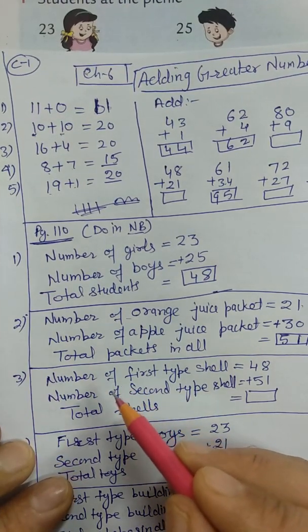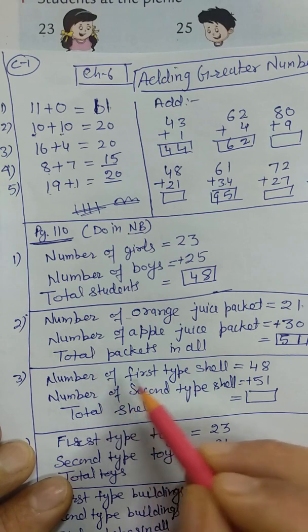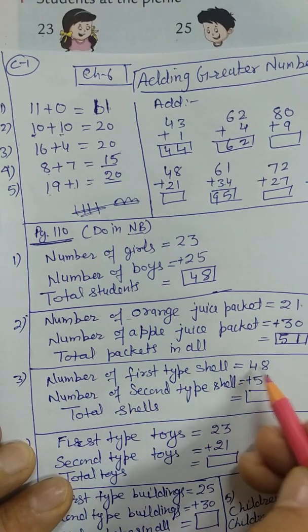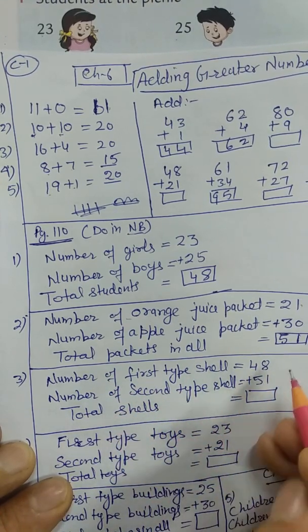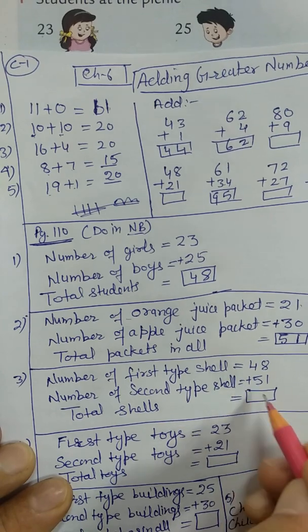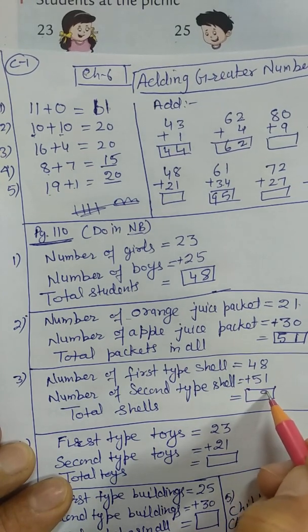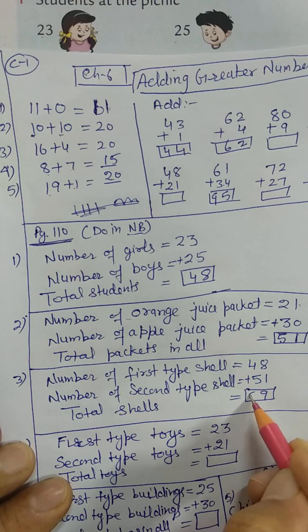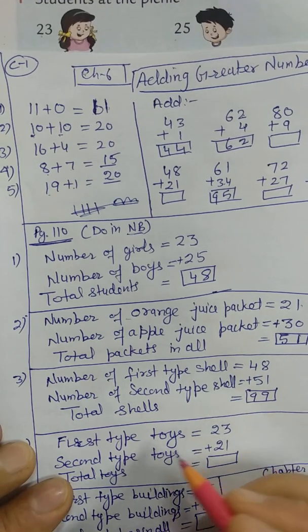There are two types of cells in the question. If you see, the number of first type of cells is 48, and the number of second type of cells is 51. Like this we can write in the notebook. 8 plus 1 is 9 and 5 plus 4 is also 9. You can count on your fingers.